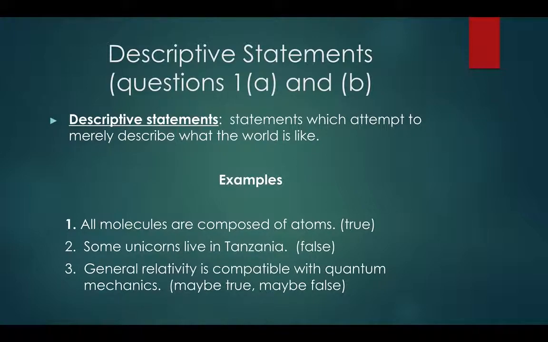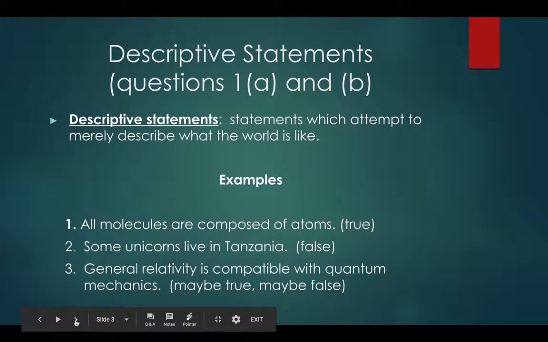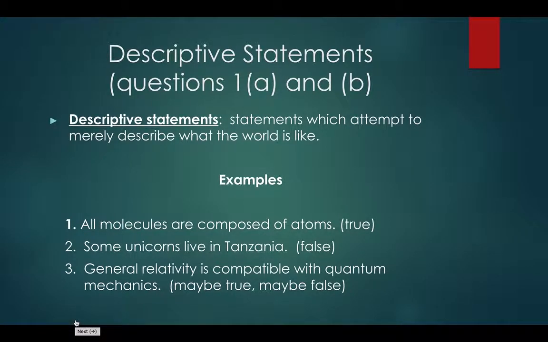And I've put examples of descriptive statements, one that's true, one that's false, one that's unknown, just to capture this definition. So remember, they're statements which attempt to describe what the world is like. And again, in the case of a false descriptive statement, the attempt fails. In the case of a true descriptive statement, the attempt succeeds. And this third example down here is just here to show we don't always know if the statement fails or succeeds. But nonetheless, these are all descriptive statements because they're attempting to describe what the world is like.